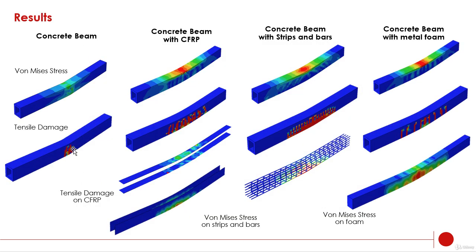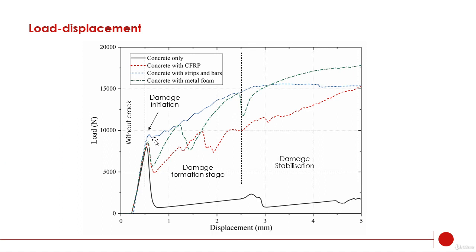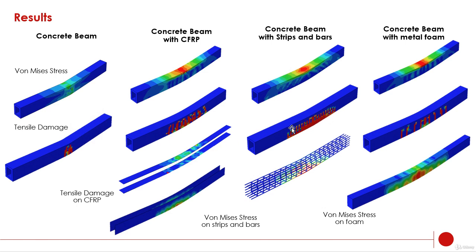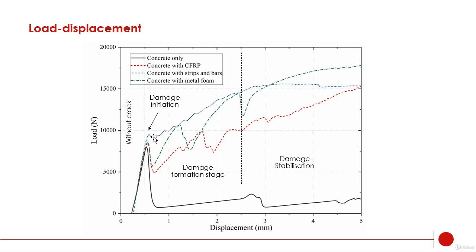But when we have a reinforcement, those reinforcements help the concrete beam to redistribute the load to the other parts of the beam. That's why the larger area goes under damage, and as you can see, when the area goes under damage we will have more drop in the load displacement curve. Those show the crack initiation.